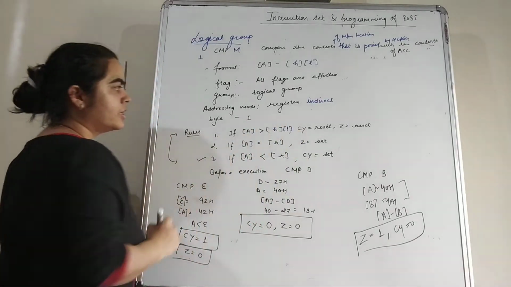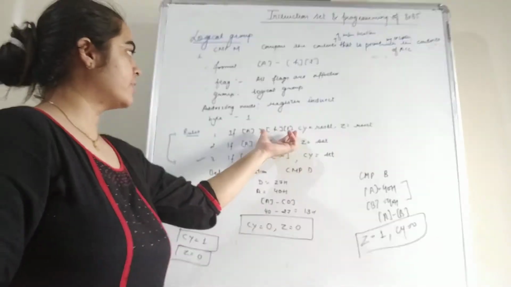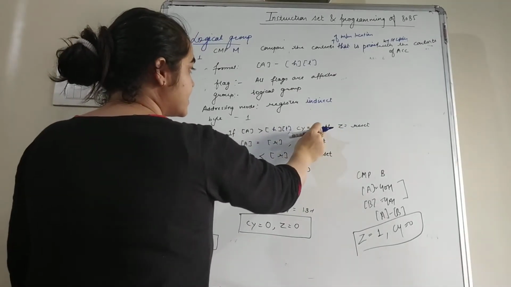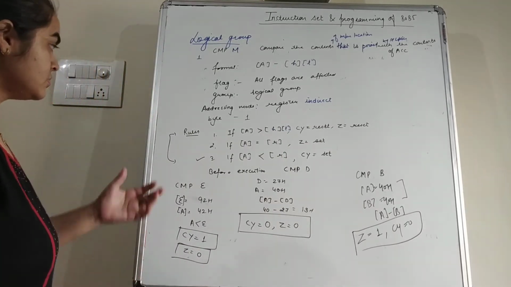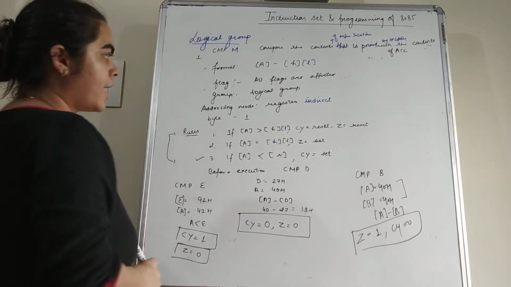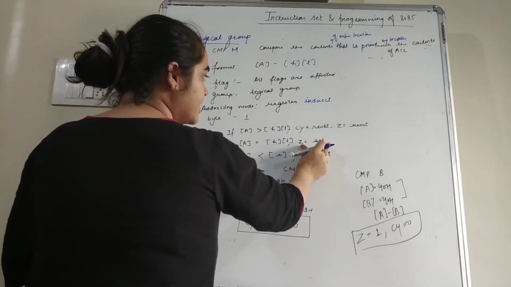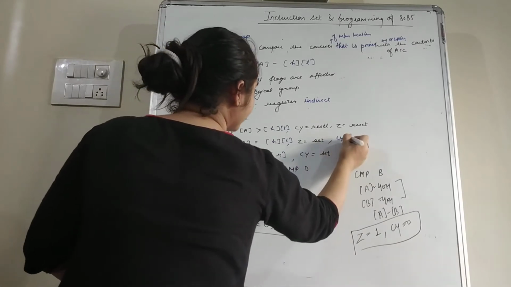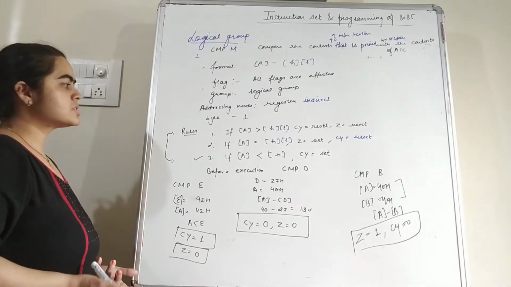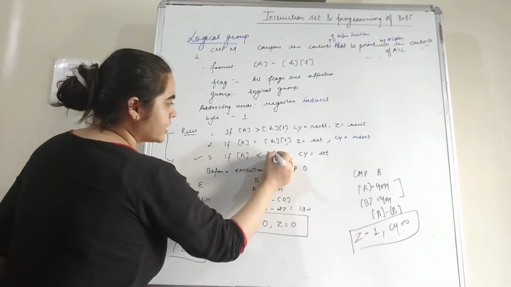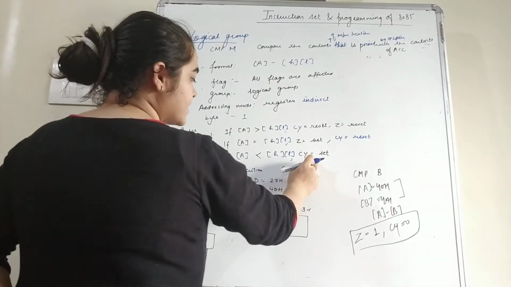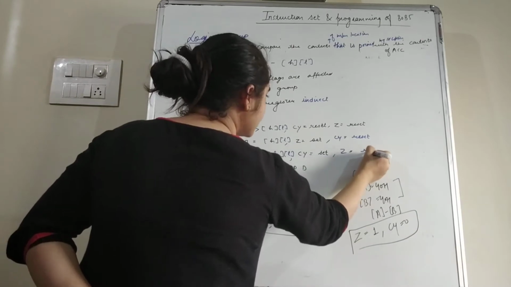Now here the rules are same. That means when the contents of accumulator are greater than the contents that is pointed by the HL pair, then we reset CY and Z both. When the contents of accumulator are equal to the contents that is pointed by the HL pair, then we set Z equal to 1 and CY we reset, because when both the values are equal, then CY is always 0. If the contents of accumulator are smaller than the contents that is pointed by the HL pair, then we set CY and we reset the Z flag.